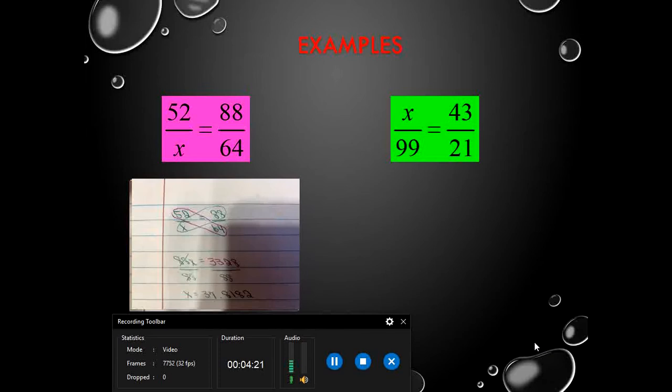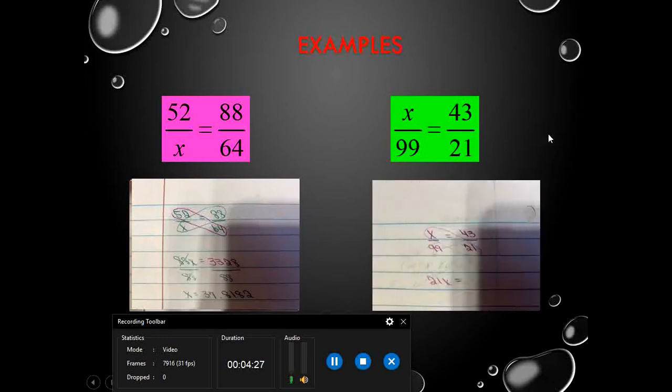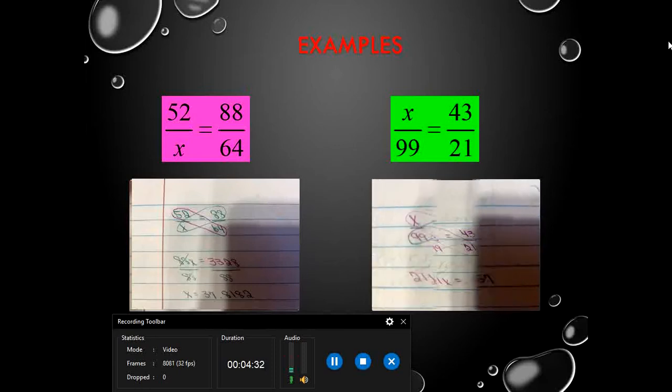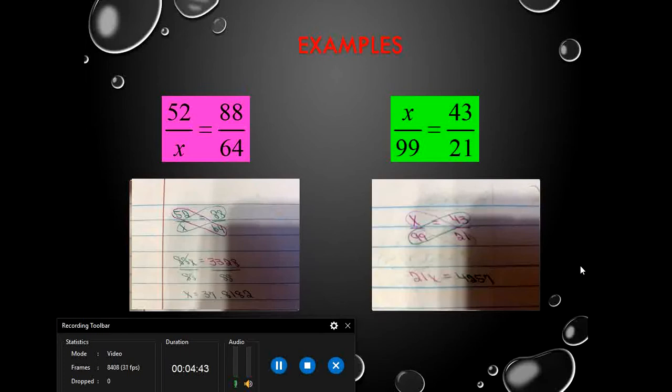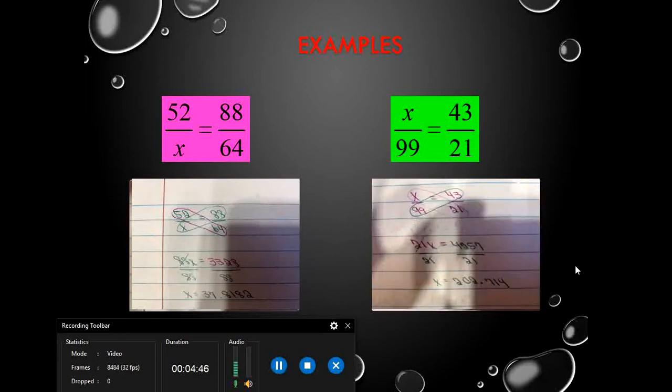We have the same setup in the next example. X is in the numerator. I'm going to start my cross multiplying with 21 times x. And then I'll multiply the other side, 99 times 43. So you can see now my nice one-step equation that results. We're going to divide both sides by 21. And we get an answer of 202.714. And again, I didn't round it any specific way. I just left whatever the calculator display gave me. Remember, you can stop the recording at any time to try examples on your own if you like.